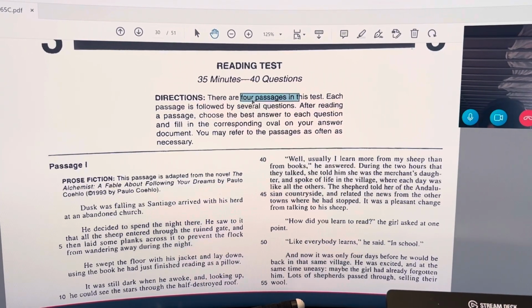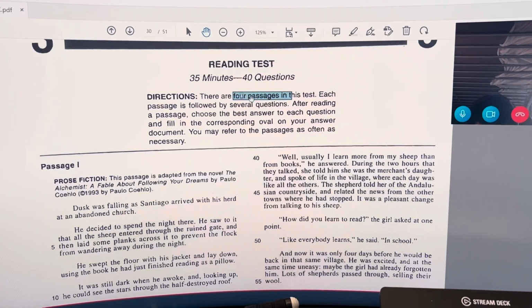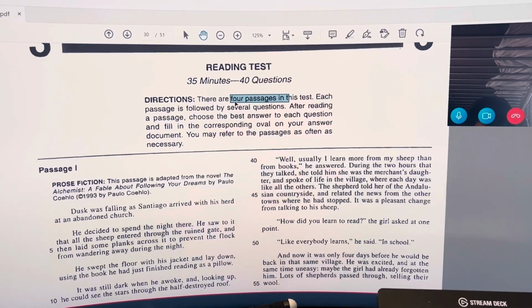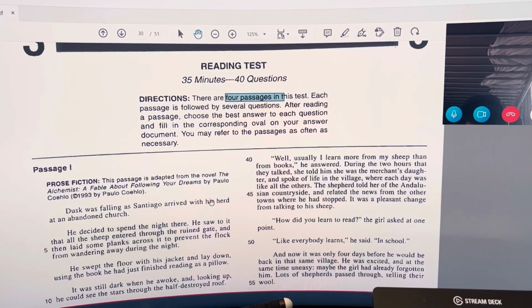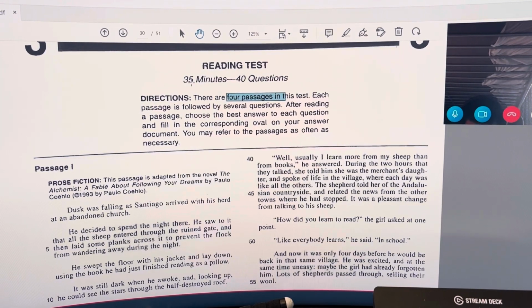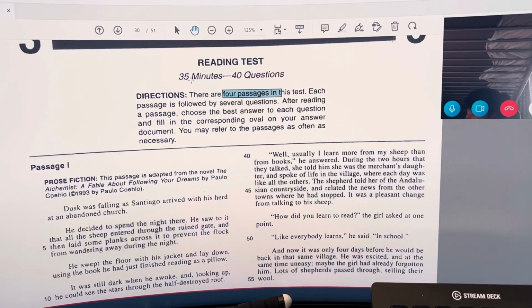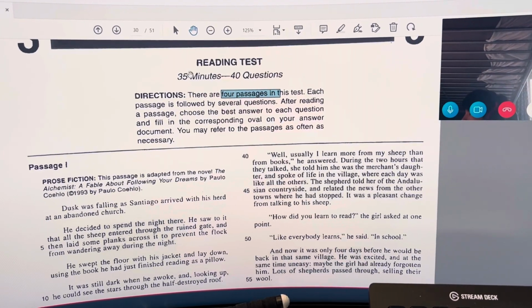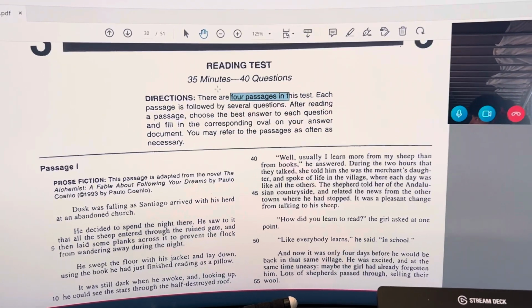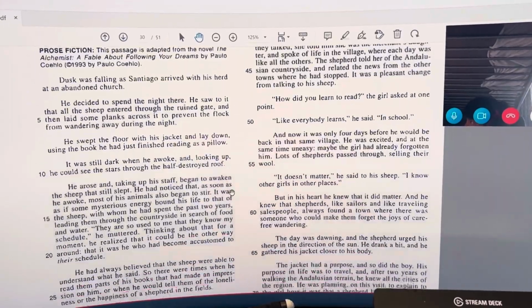9 times 4 is 36, right? So that's 9 minutes a passage. But 9 times 4 would give you overtime by a minute. So it's really 8 something, right? 8 times 4 is 32. So somewhere between 8 and 9 minutes, you've got to read this thing and answer how many questions?